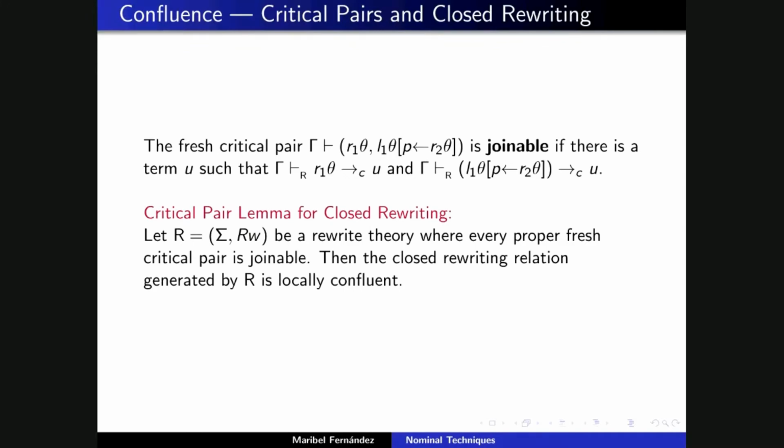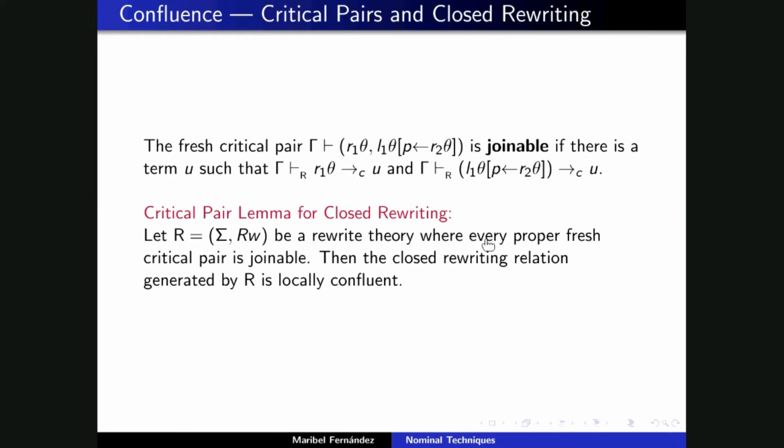So we have a critical pair lemma for closed rewriting, which is the same lemma as for first order rewriting. So for those of you that are familiar with first order rewriting, it's the same critical pair lemma that says that if all the critical pairs are joinable, then the rewrite relation is locally confluent.